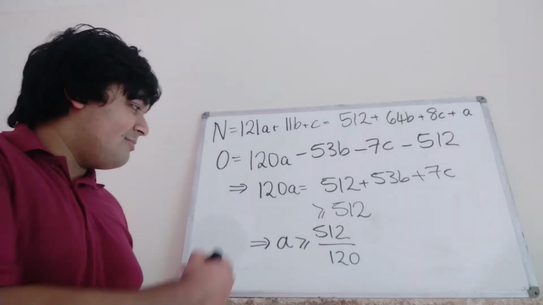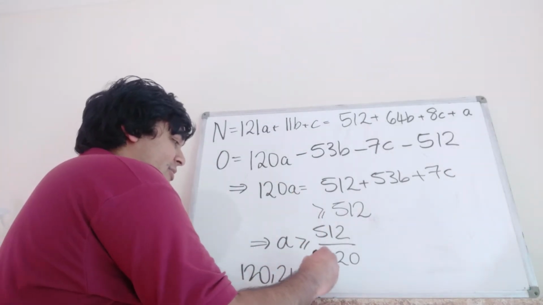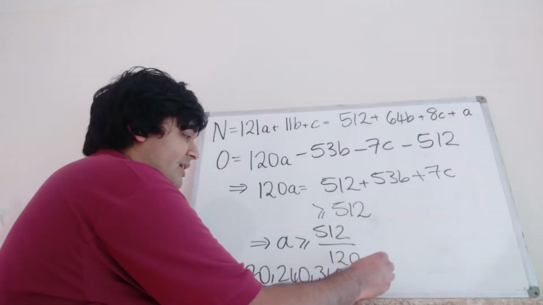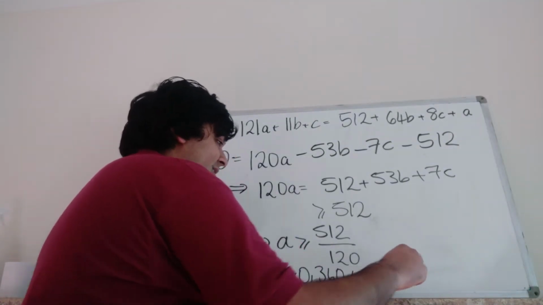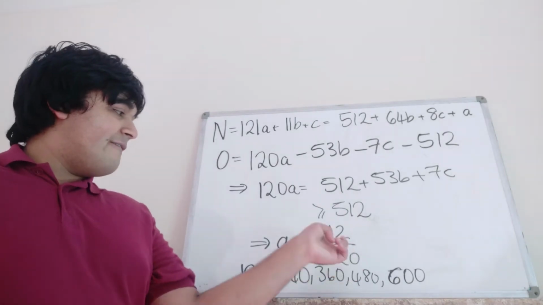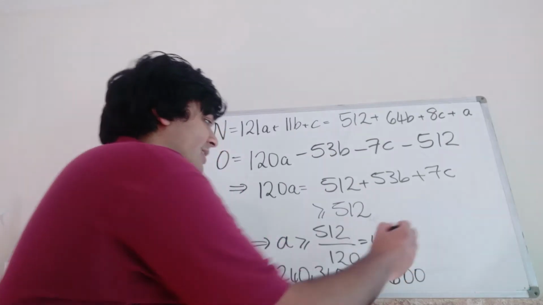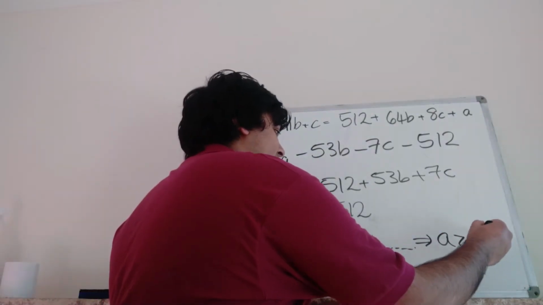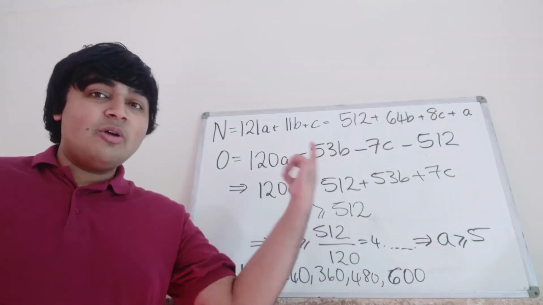If we look at the multiples of 120, it's 120, 240, 360, 480, which is just below 512, and then 600. So this number is somewhere between 4 and 5, so it's 4 point something. But because we require a to be an integer, this implies that a is at least 5. So we've worked out a lower bound for a.